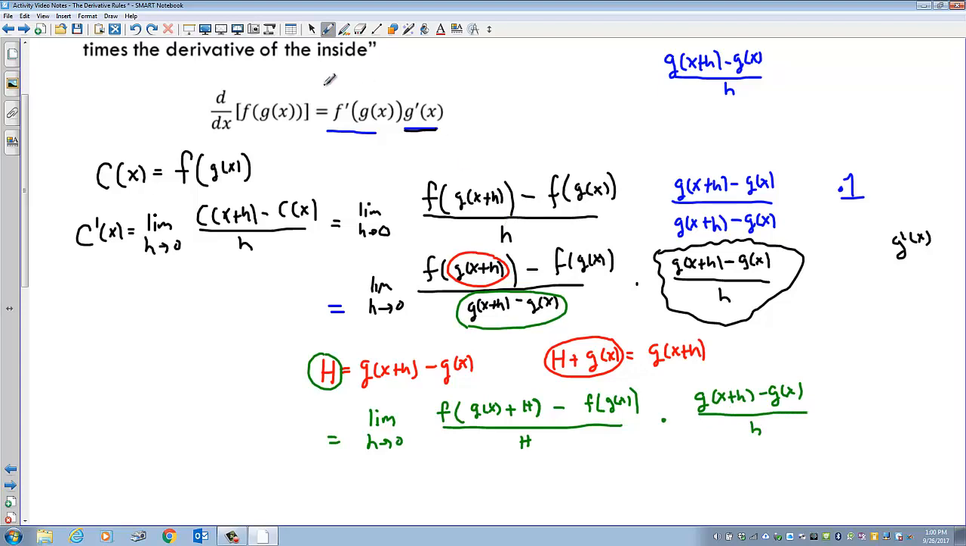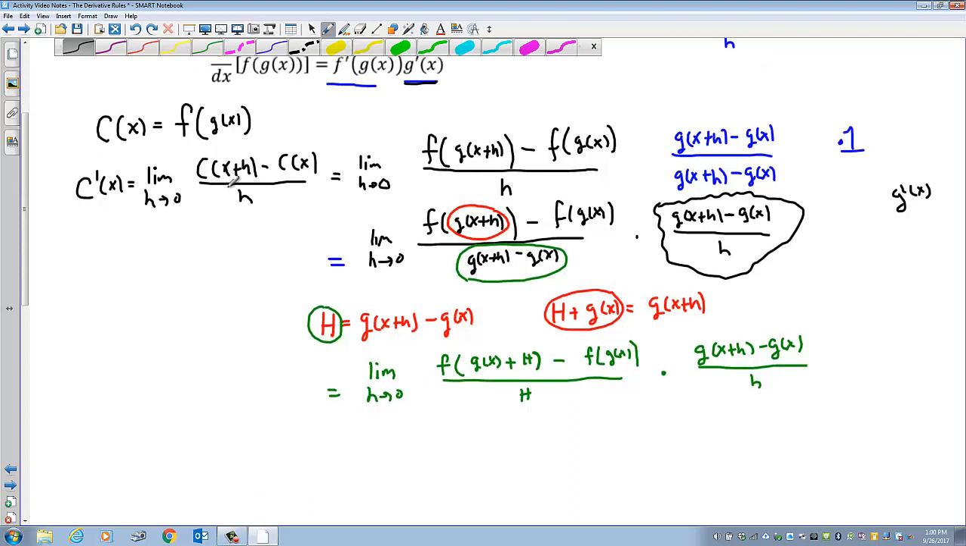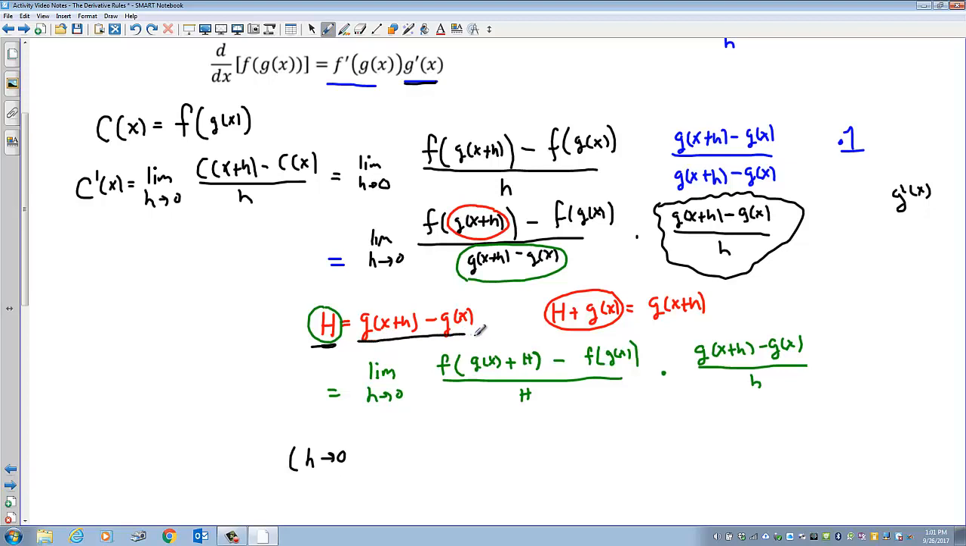And then notice what happens here when you run the limit through this thing. As h goes to 0, think about this on the side, what happens to big H? Well, look, big H is this. So as h goes to 0, this is going to go to g of x, and g of x minus g of x is 0. Big H is 0. So basically, as h goes to 0, this implies that big H is also going to go to 0.